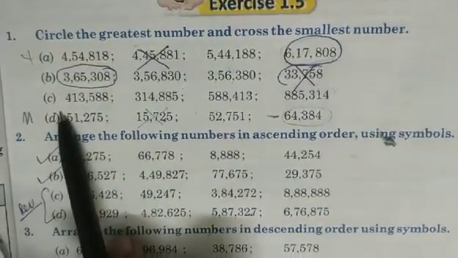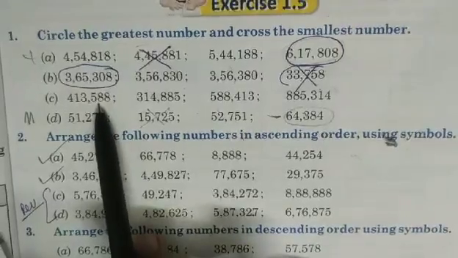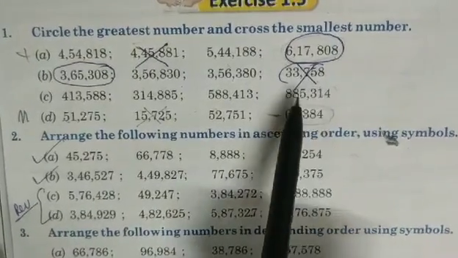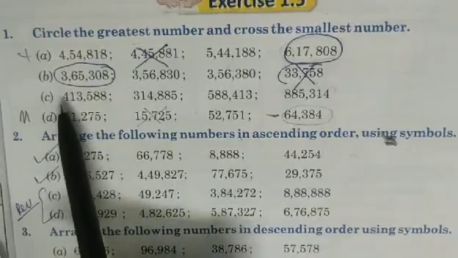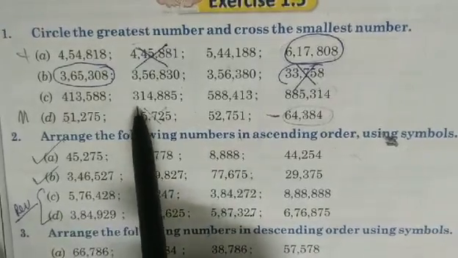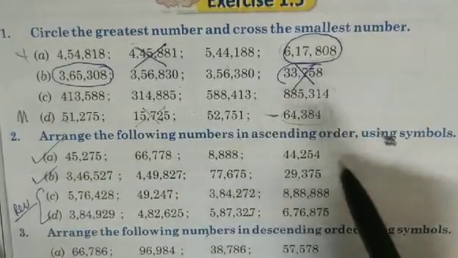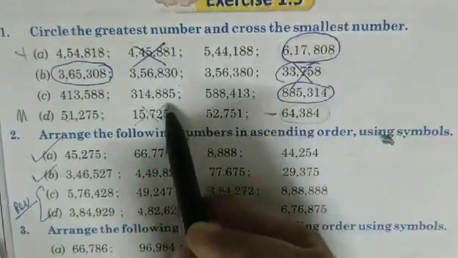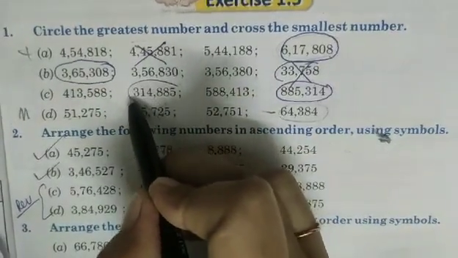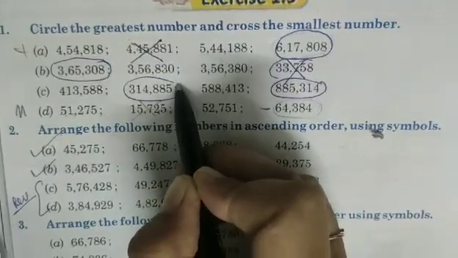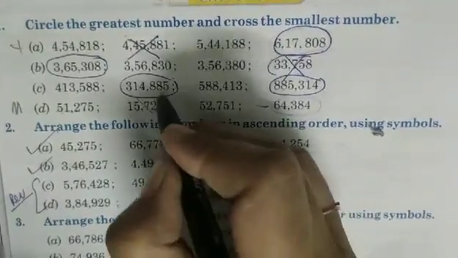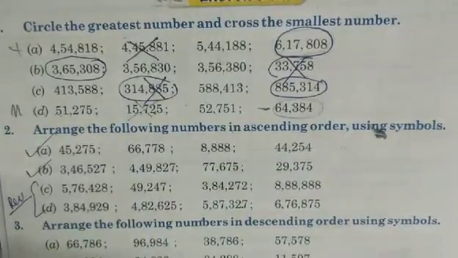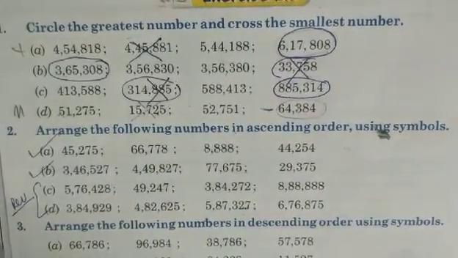C part. Again, we will follow the same method. 6 digits, 6 digits, 6 digits, 6 digits. Now we'll compare the numbers. We will start with the first digit: 4, 3, 5, 8. 8 will be the biggest number. And 3 will be the number which is starting with 3. Okay, we will cross it. That is the smallest number.